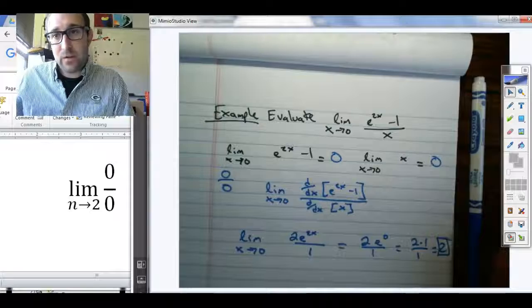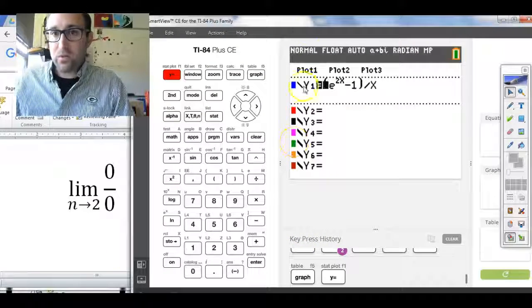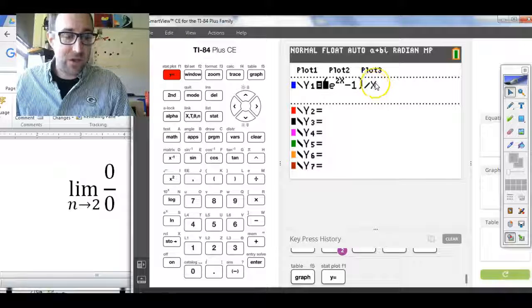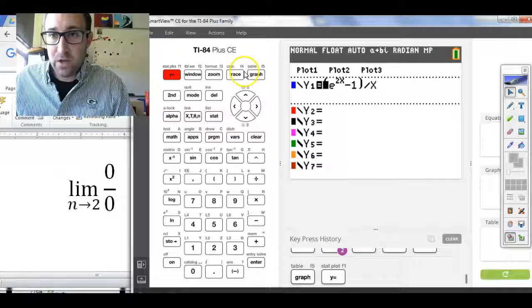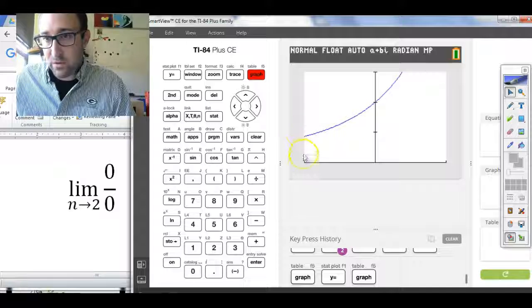Here is the calculator. What I did was I just plugged it in. Remember to put parentheses around it. I don't need parentheses at the end because it is just divide by x. If we go over and look at the graph real quick here, it goes from -1 to +1. It's going to 2. It looks like it's going right at 2.